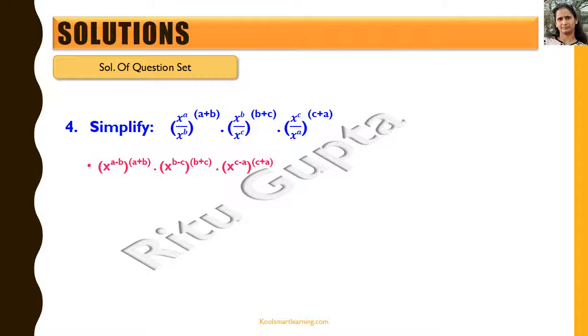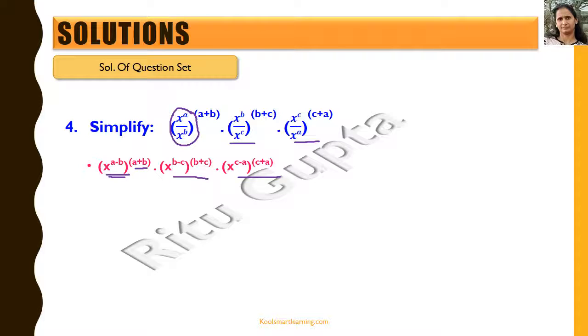Now we use the law of exponent here. We have x raised to power a divided by x raised to power b. We can write that as x raised to power a minus b, and then we have whole of this raised to the power a plus b. Similarly, we do it for x raised to power b by x raised to power c and x raised to power c by x raised to power a. So this is what we get.